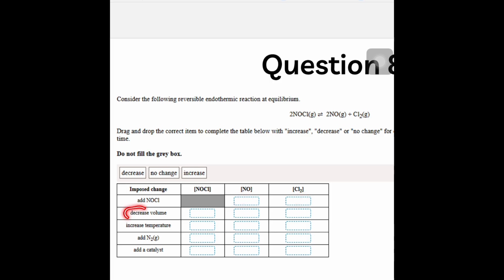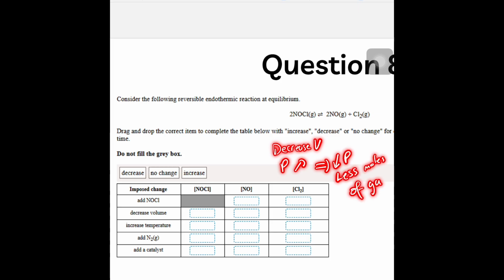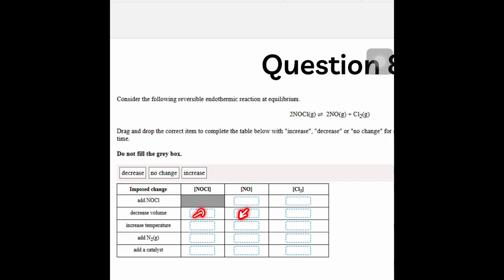Let's go over the second one, decrease the volume. Now, if we decrease the volume, pressure is going to increase. The system wants to decrease pressure by going towards the fewer moles of gas. And here I have 2 moles of gas, and here I have 3 moles of gas. So the system is going to shift towards the 2 moles of gas and is going to go towards the left. So NOCl is going to increase, NO is going to decrease, and Cl2 is also going to decrease.